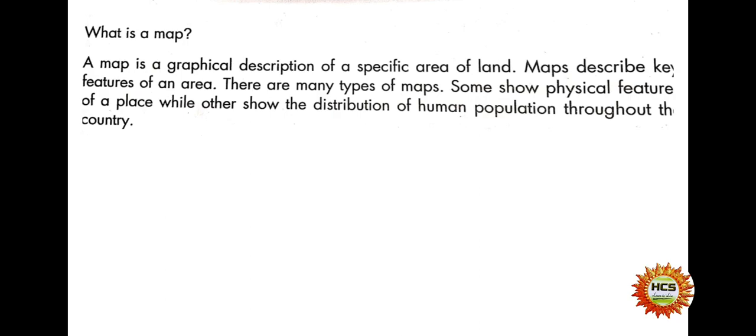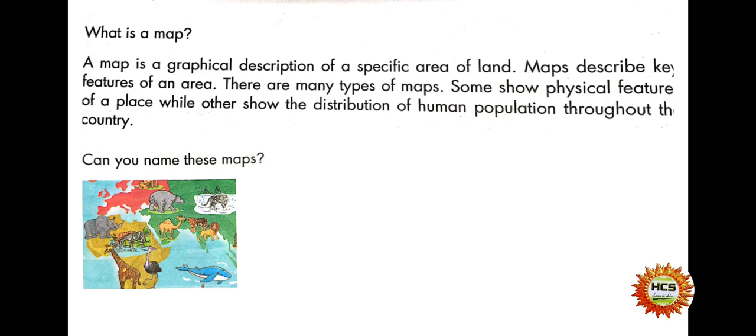There are many types of maps. Do you know this thing? Some have physical features of a place, while others show the distribution of human population throughout the country. So there are many types of maps. Can you name these maps? Look at this first picture, which is showing the pictures of animals.